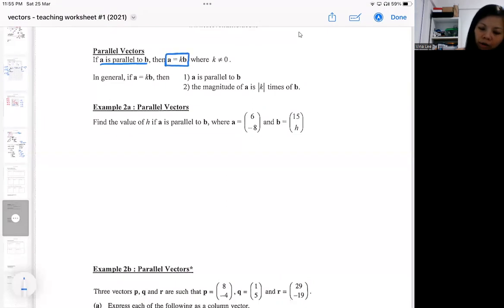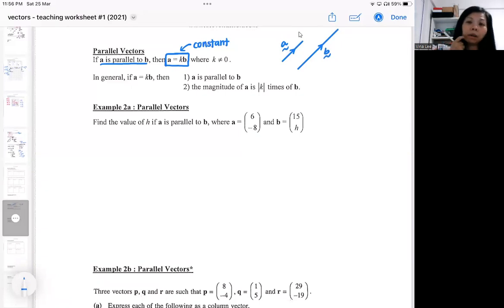So there will be a constant to account for the parallel vector. Why is there a constant to account for parallel vector? Think about it in this way. When we say parallel vectors, they only mean same direction. So that is quite direct, right?